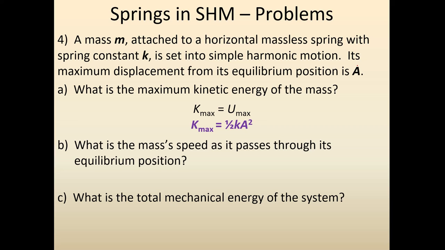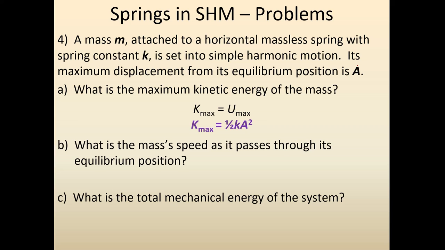Now part B says, what is the mass's speed as it passes through the equilibrium position? Now, this is actually why I want to focus so much on figuring out and remembering what occurs at the equilibrium point, what occurs at the amplitude, what values are maximum, and what values are zero or minimums. And the reason is because of this.